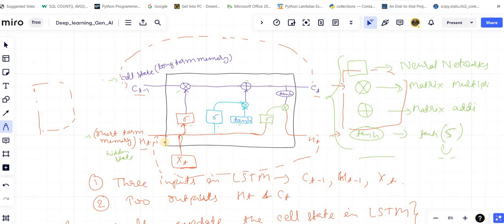Yes, ht minus 1 is input, ct minus 1 is input, xt is input, that I said here in the first line. Yes, ht minus 1 and ct minus 1, both are the feedback input, and xt is your actual word.